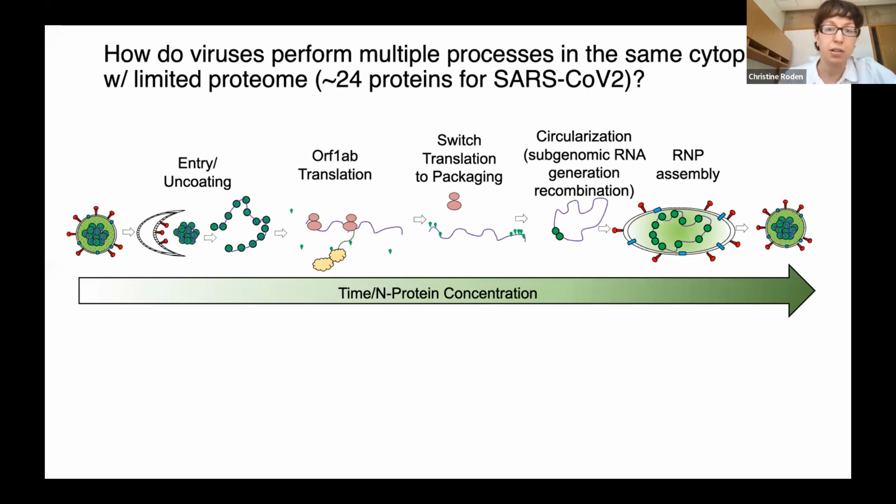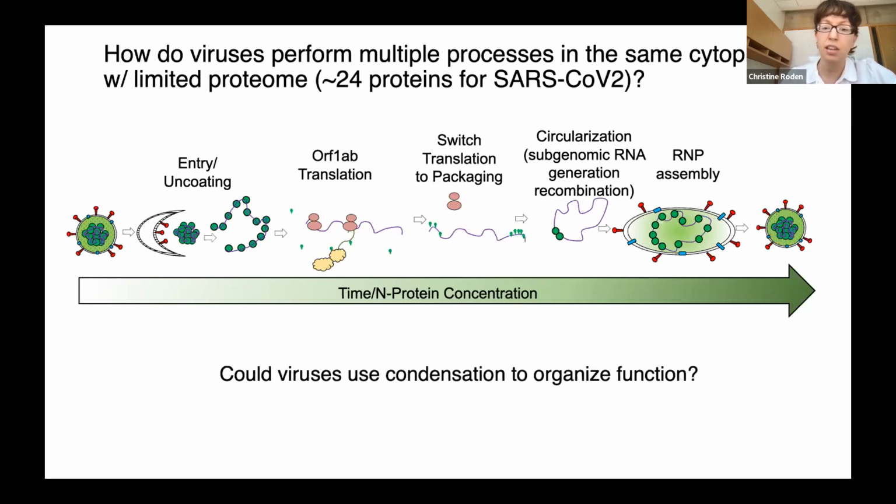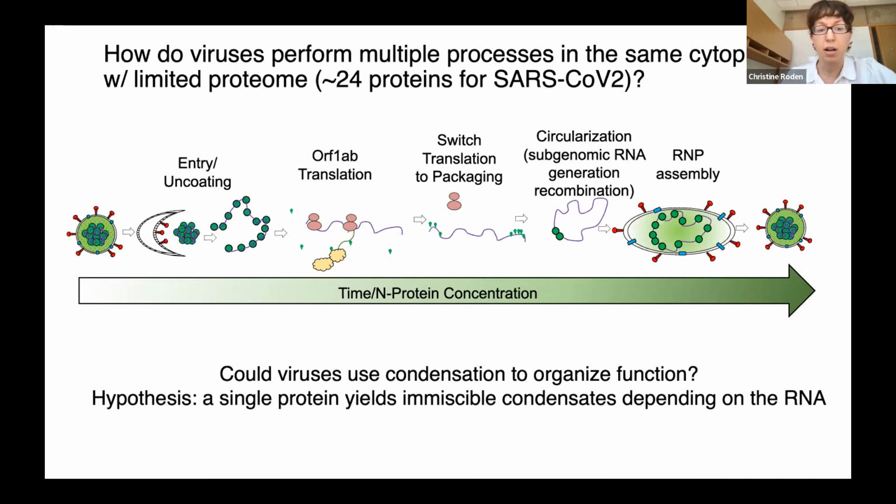And for my model virus, SARS-CoV-2, there are about 24 proteins in total encoded by the virus. So SARS-CoV-2 has this complex life cycle involving entry and encoding and then translation and then eventually packaging and reassembly of virions. And we think that a lot of these steps are governed by the time-dependent accumulation of this viral protein called N protein. And we think that N protein forms condensates with viral RNA to perform unique functions. And in this way, the virus is able to organize its cytoplasm. So our hypothesis is that a single protein yields immiscible condensates depending on the co-condensing RNA's identity.